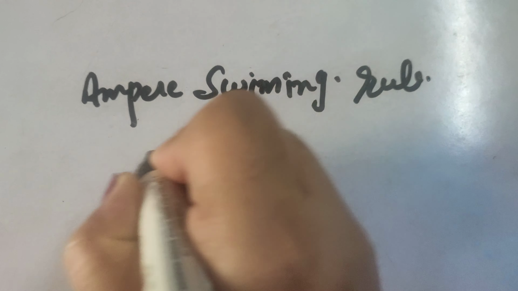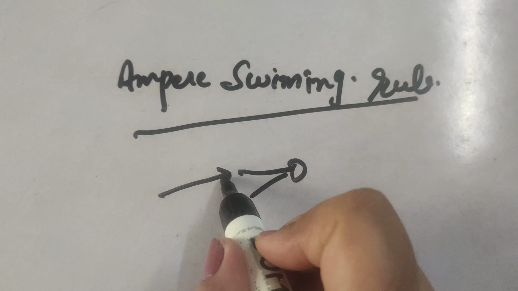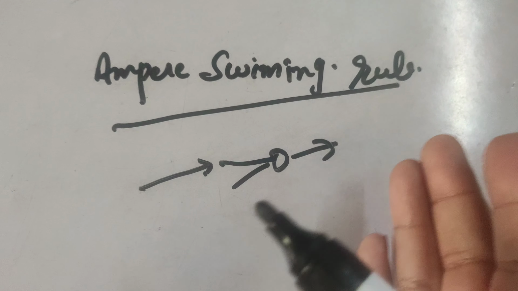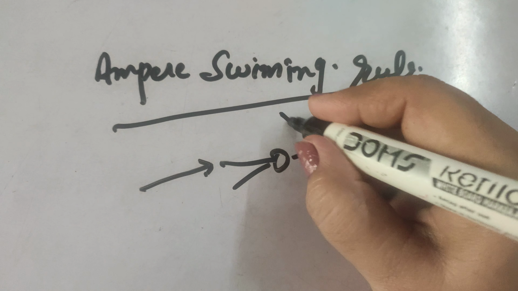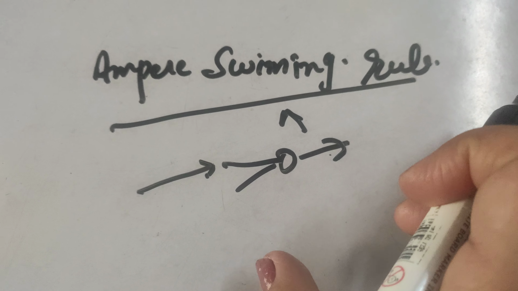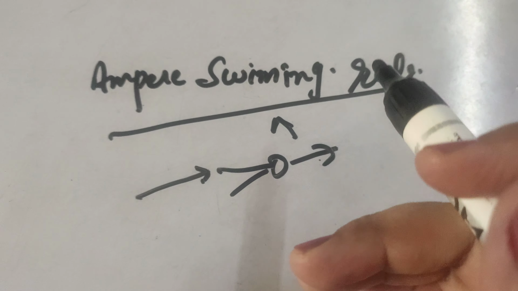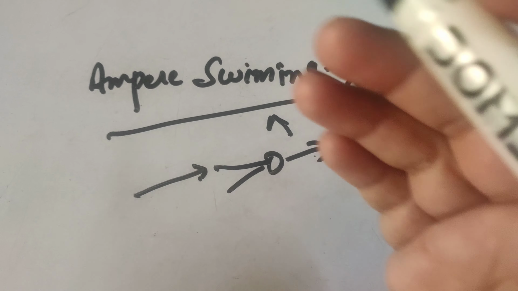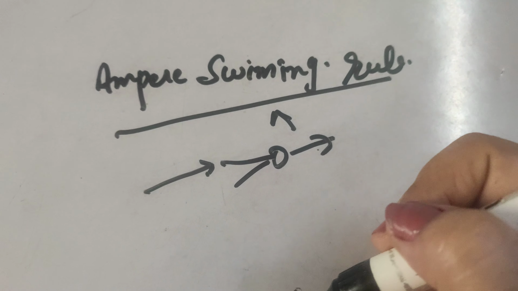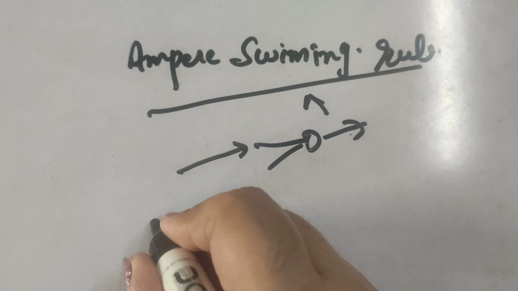According to Ampere's swimming rule, suppose a man is swimming and the current enters through his feet and leaves through his head, right? In this case, the deflection would be toward his left hand, right? That is, the N pole of the magnetic needle is deflected toward his left hand, and if the current enters through his head and leaves through his feet, in that case the deflection should be toward his right hand. And this can be remembered by the word SNOW.